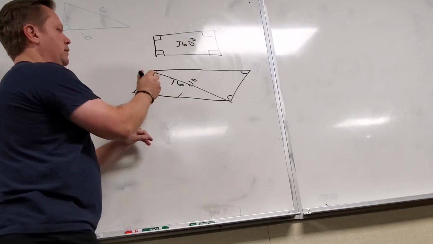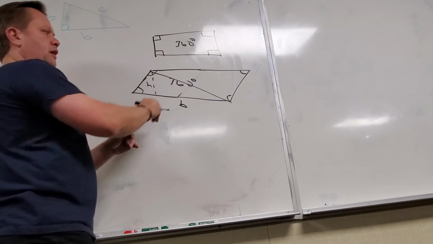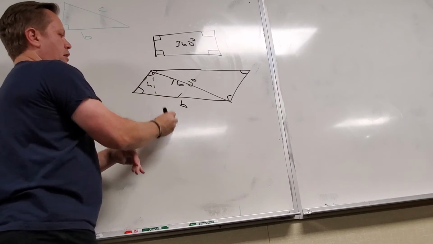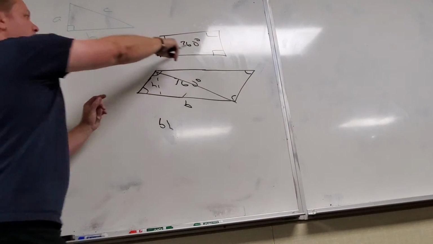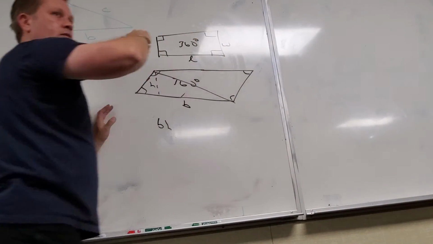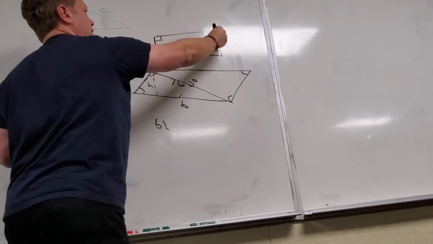Another thing while I'm talking about this. Here's the base. Here's the height. The area of this is going to be base times height, the area of the whole thing. You with me? What's the area of this? Length times width. And the width here happens to be the height. That's the only reason why.